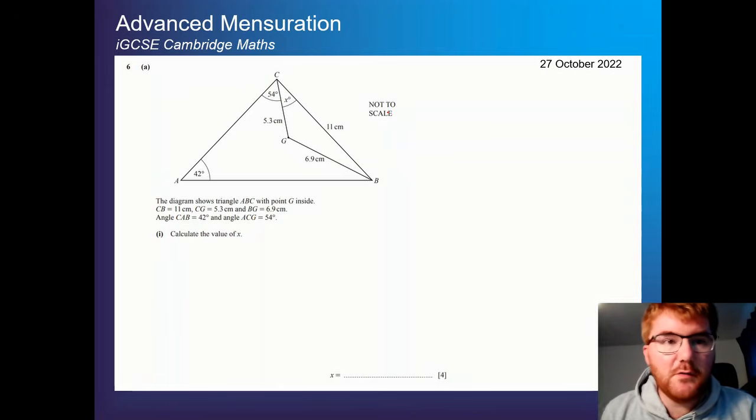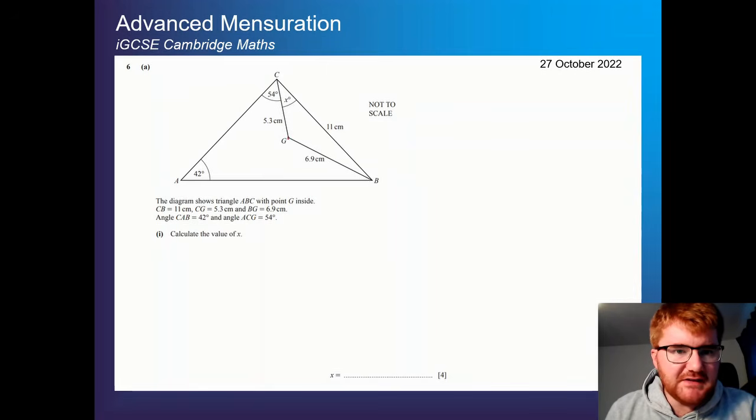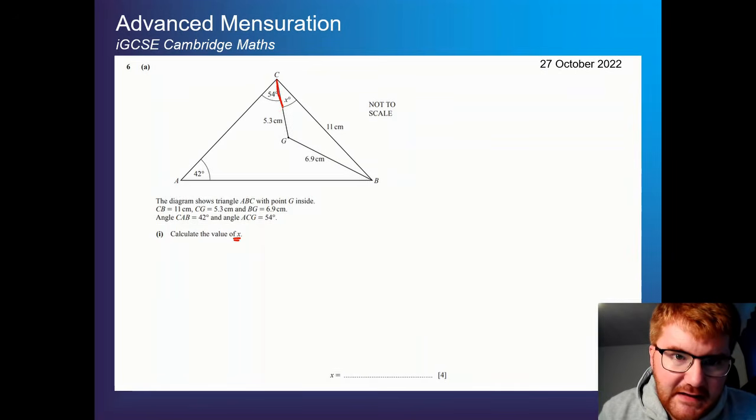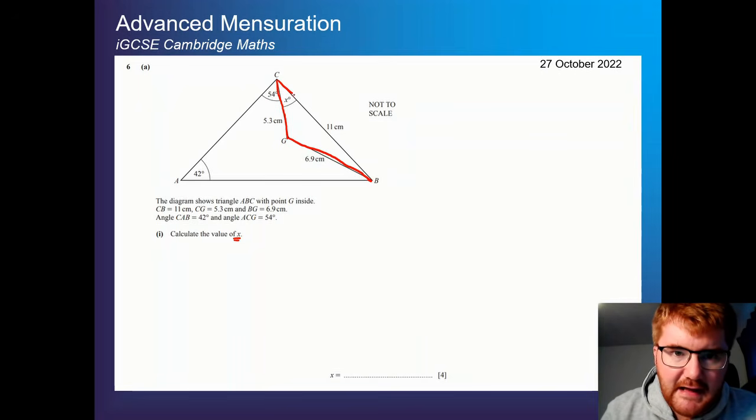Okay, on to question 6, a nice mixture of skills in this question. We've got a triangle ABC with point G inside, and given some lengths that come off that, and then we're given these two angles: CAB at 42 and angle ACG at 54. The first thing that we need to do here is work out the value of x. I look at this problem, and the first thing that I notice is I've actually got 3 sides, which is a little bit unusual really. I've got 5.3, 6.9, and then 11 in this particular triangle.